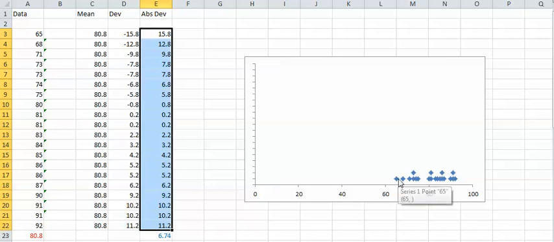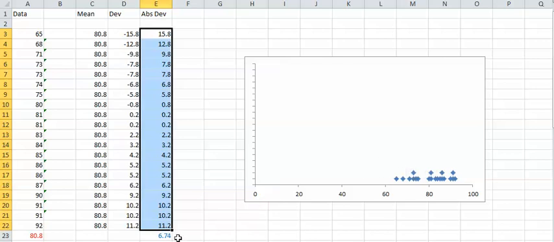So these values are far from the mean, so they have big deviations. These values out here also have big deviations because they're far from the mean. And these values that are in the center have smaller absolute deviations because they're closer to the mean. So like I said, the absolute deviations aren't all the same because some data values are closer to the mean than others.